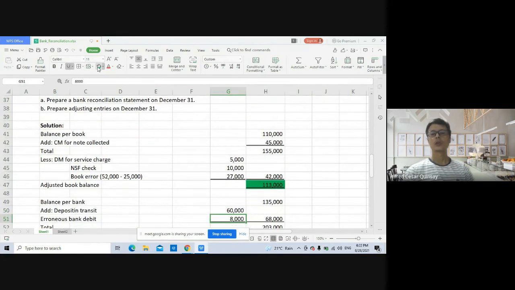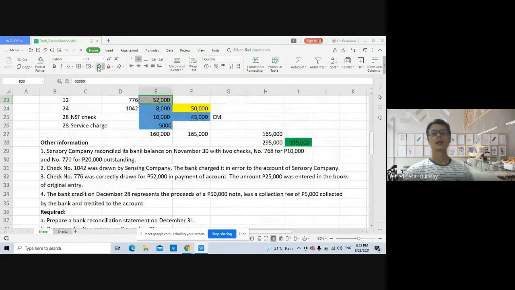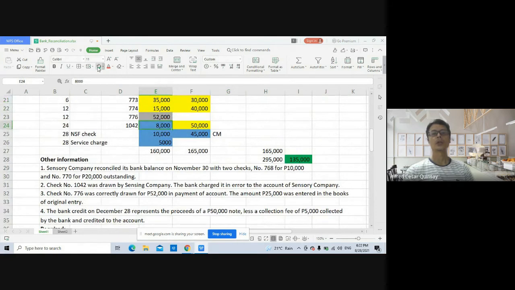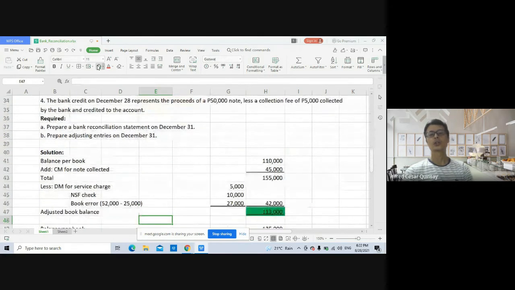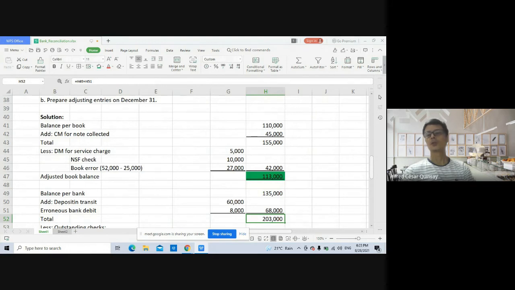Okay, so there. And then yung erroneous bank debit of 8,000. So where did that come from? Yung erroneous bank debit. Yun, there you go, no? Yun, yung 8,000 na yun, yan. Yan. So 1042. Ito kasi dapat sa sensing company, but it was deducted from the account of Century, which is our company. So i-add natin yan. So we're going to consider that, no, as an addition. So that would be 8,000. So 60,000 of the deposit in transit plus 8,000 would give you 68,000. Okay, now from there, we will add it from the unadjusted balance. So 135,000 plus 68,000 will give you 203,000.